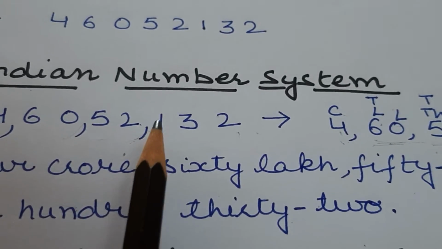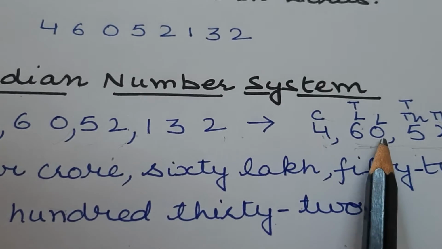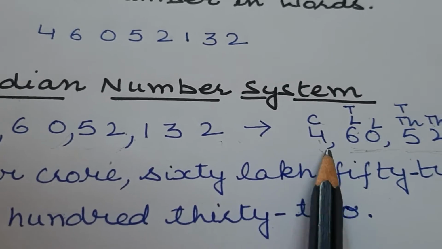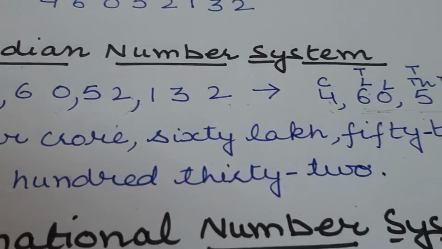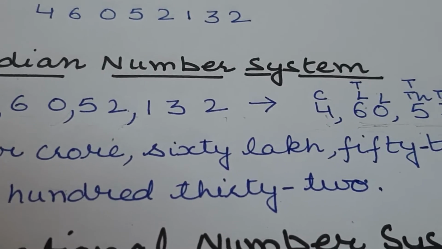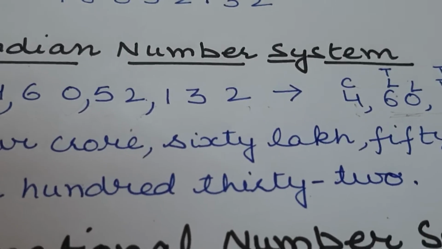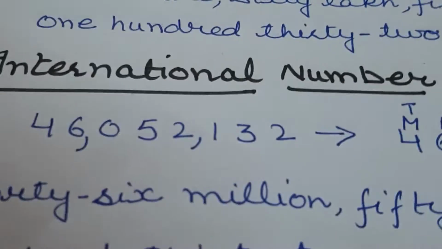So if you do your sums like this, stepwise, your sum will never be wrong. First put the commas according to periods, then write the places, then see what is written in every period, and you can write it very easily. I hope it is clear to all.